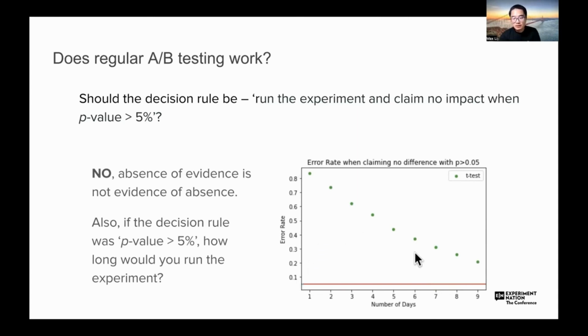As you can see here, the shorter we run the experiment, the higher the error rate. If we stop the experiment after we run it for 1 day, then the probability of making a mistake is higher than 80%, right? So the mistake means that we'll say that the treatment is no worse than control, but the treatment is actually worse.